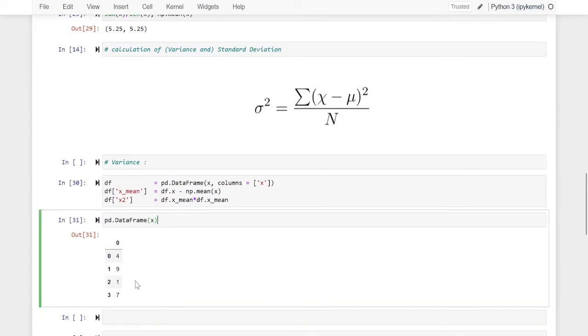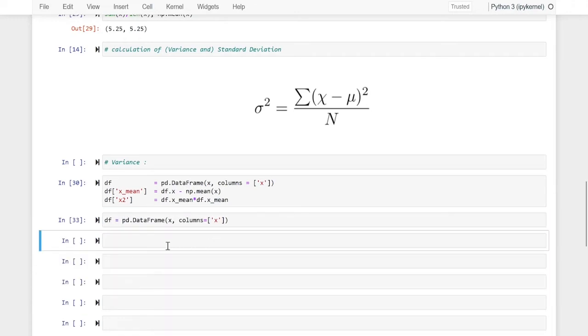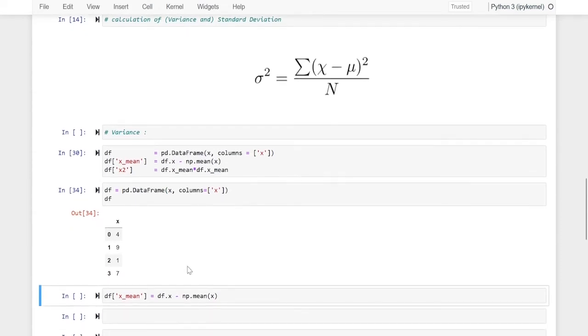So, we are naming it. We know how to name. Now this column is called X. We are putting it and calling it DF, that is data frame. Done. Next, what we are doing? Look, we are calculating df of X minus np.mean. What is this? Each and every unit of the data frame is getting subtracted by its mean.